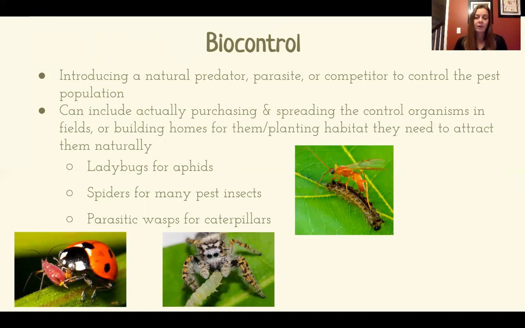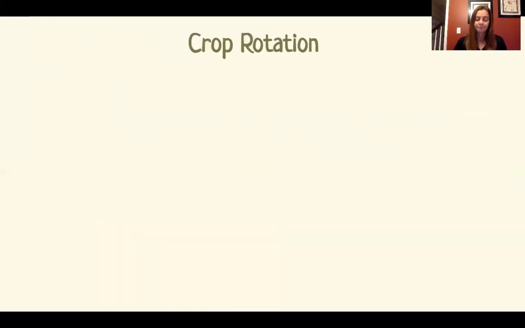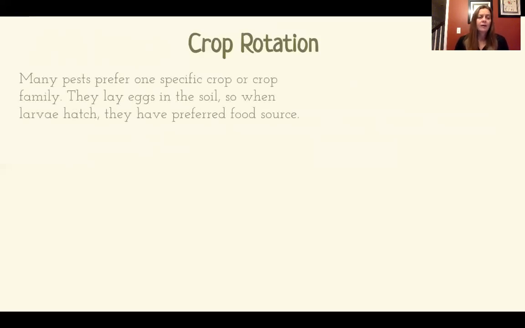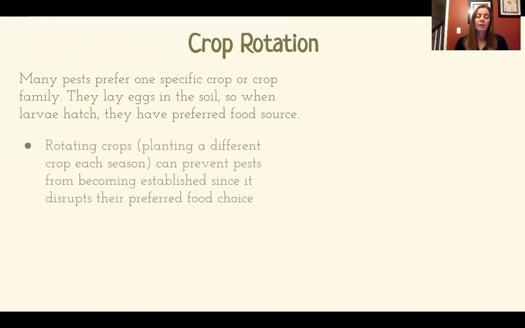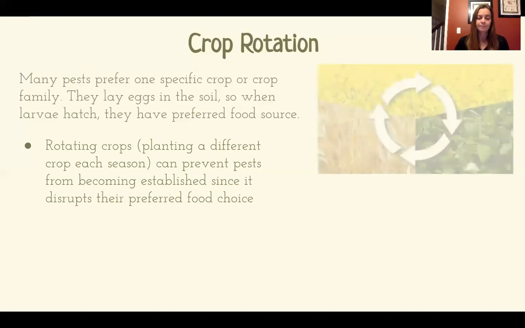Let's talk about a couple of cultural controls. So one cultural control is crop rotation. So a lot of pests prefer one specific crop or a specific crop family. They tend to lay their eggs in the soil so that when their larvae hatch, they're near that preferred food source. So by rotating crops, by planting a different crop every season, you can prevent the pests from becoming established, because when those larvae hatch, they're not near their preferred food source. And so they're likely to die off before they can survive and reproduce.